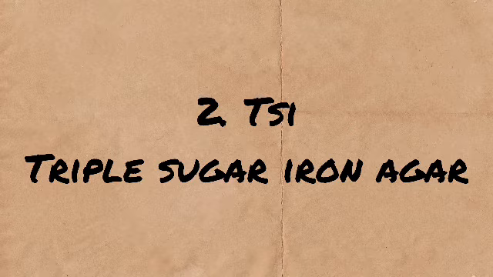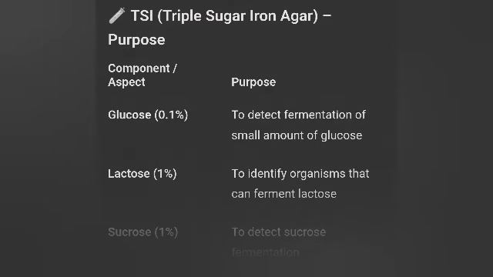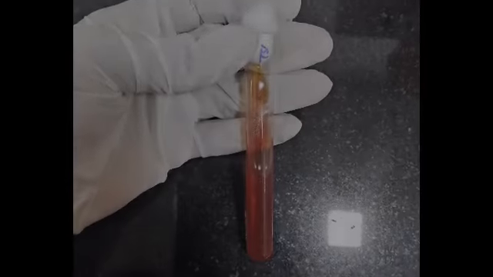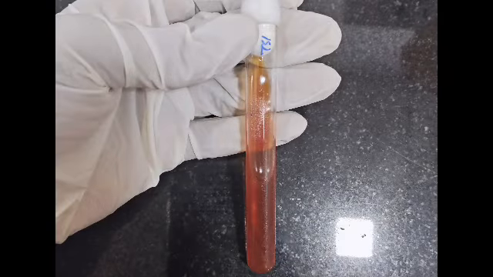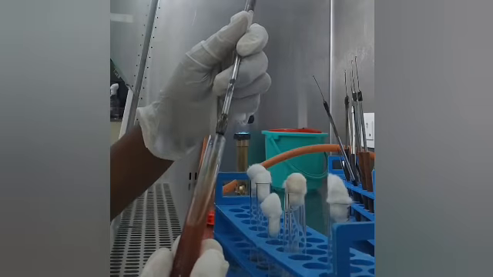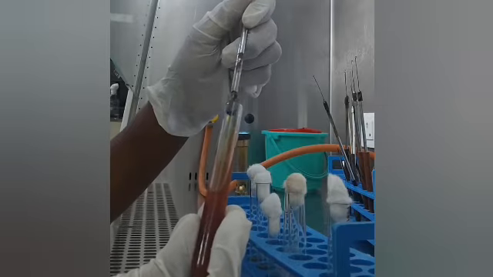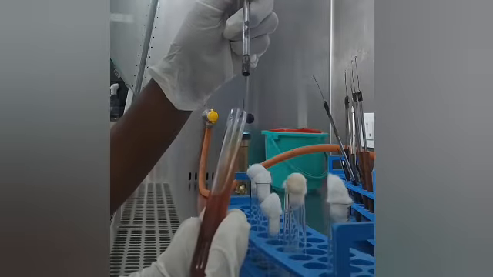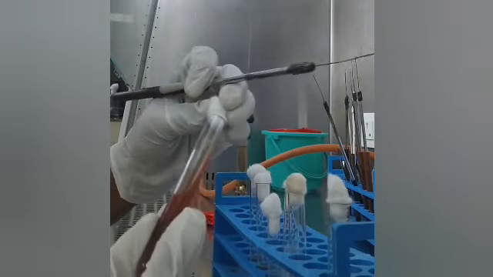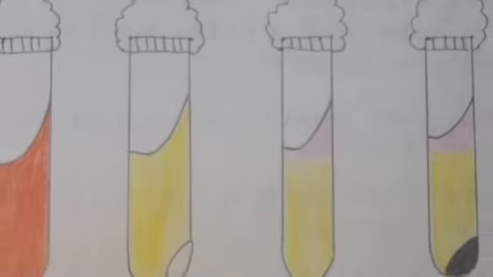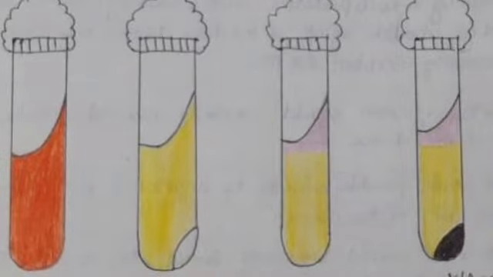Next comes the TSI or triple sugar iron agar. This test is done to detect the fermentation of sugars like glucose, lactose, and sucrose. This test also detects gas and H2S production. This test is performed by stabbing the bacterial suspension into the butt and streaking the slant. Incubate the tubes for 24 hours. One tube gives multiple answers.